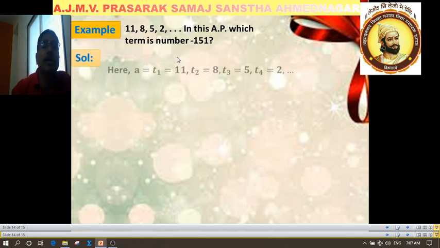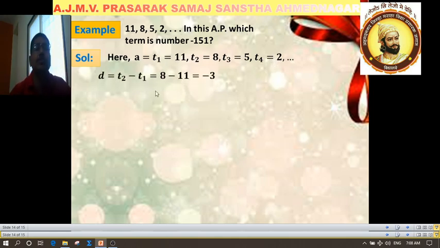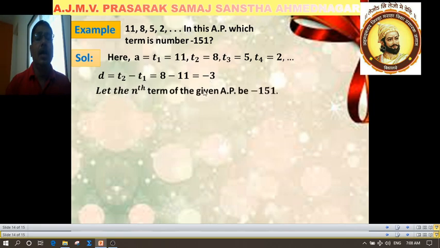Solution: here a is equal to t1 is equal to 11, first term; t2 is equal to 8, second term; t3 is equal to 5, third term; t4 is equal to 2, fourth term, and so on. Here common difference d is equal to t2 minus t1, which is equal to 8 minus 11, is equal to minus 3. Let the nth term of the given arithmetic progression be minus 151.